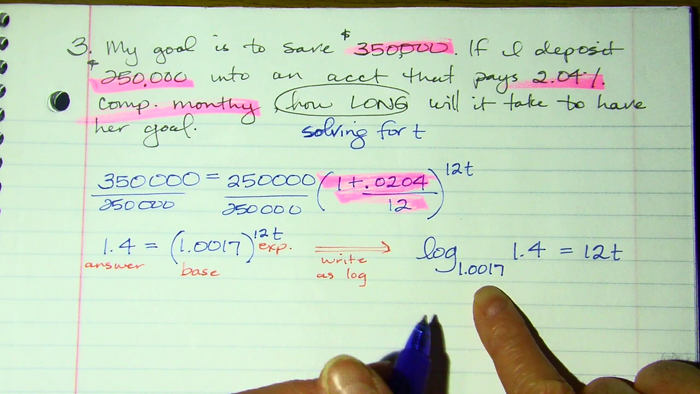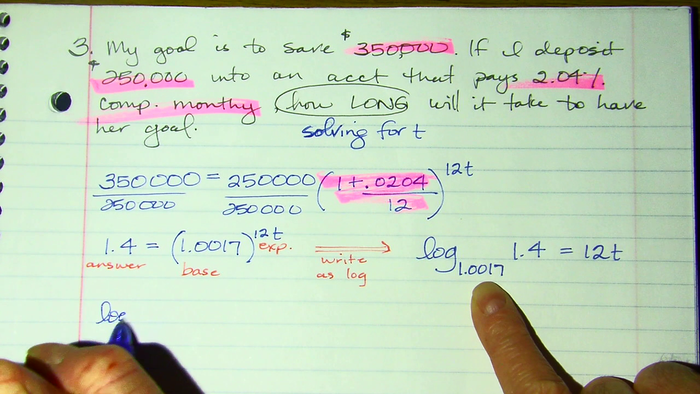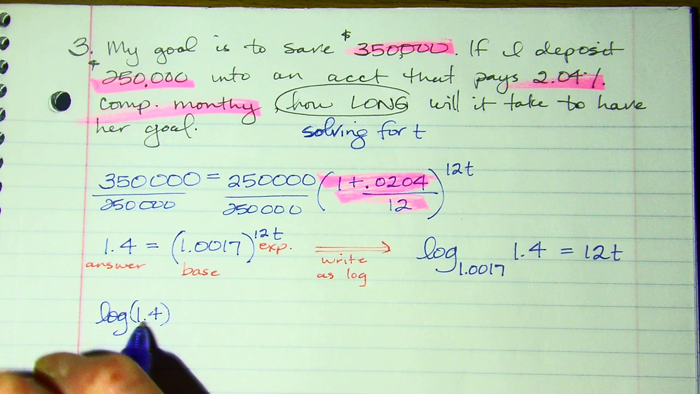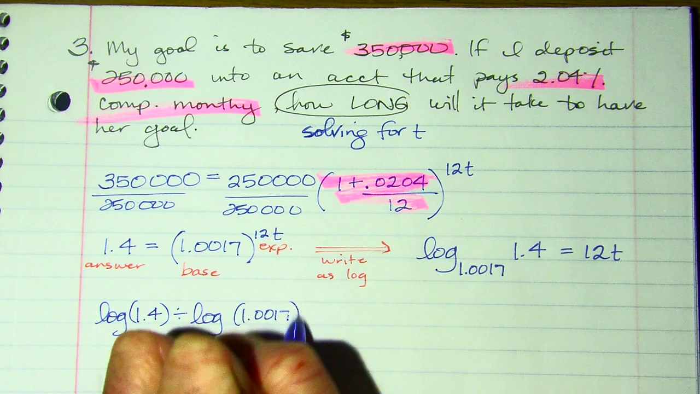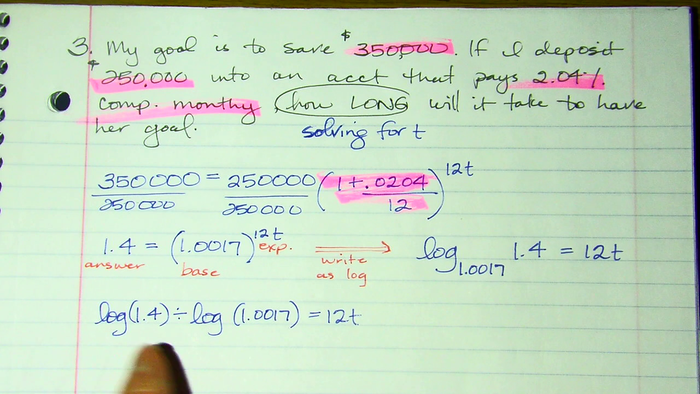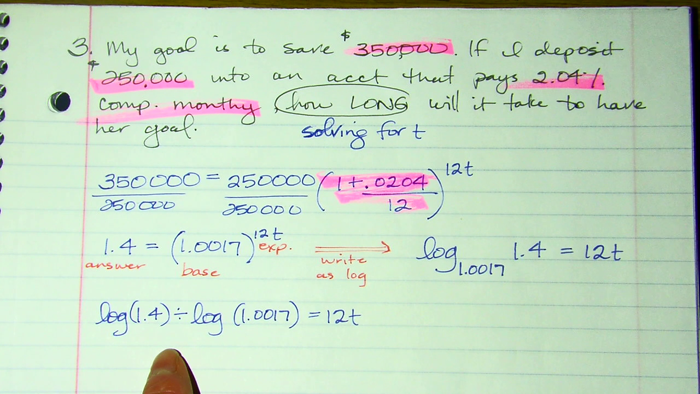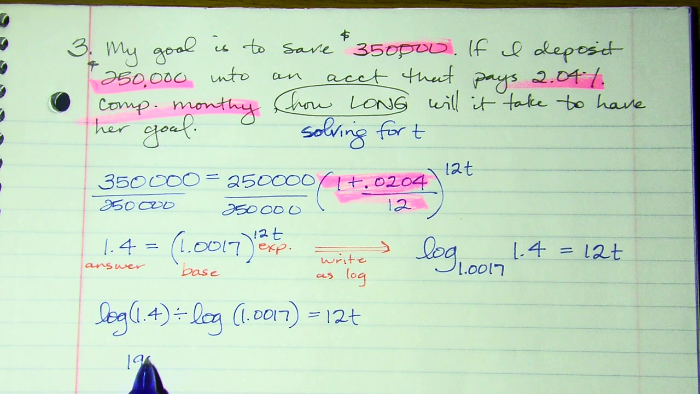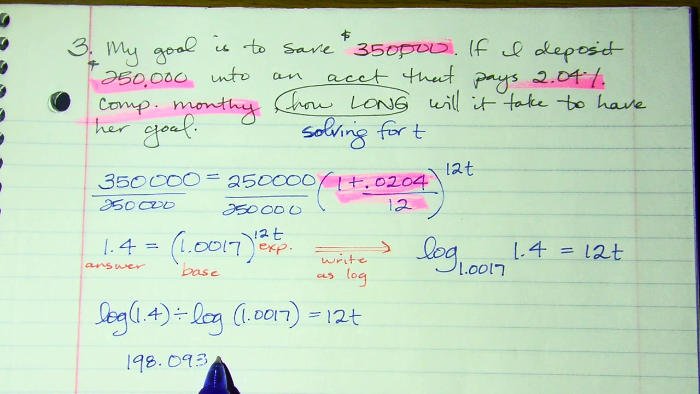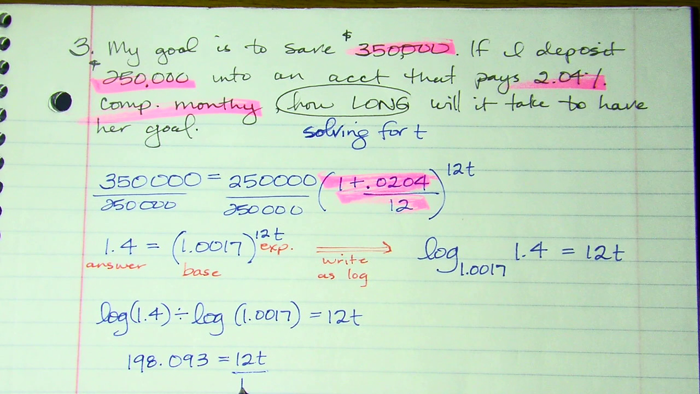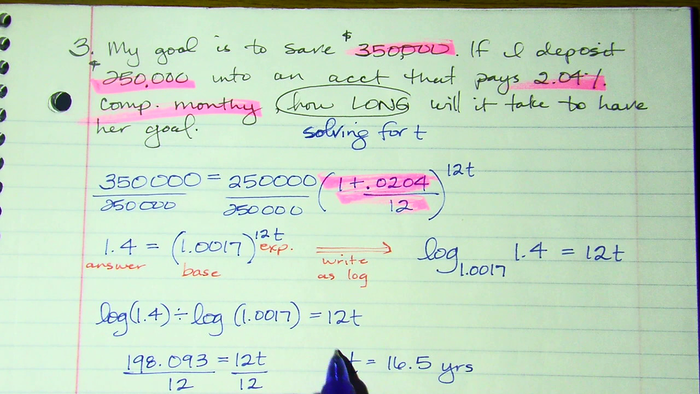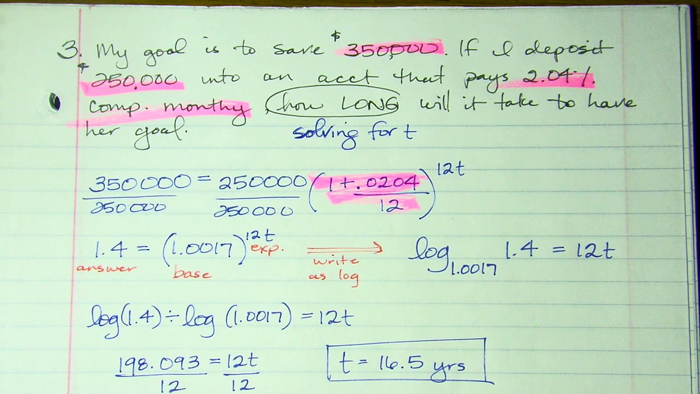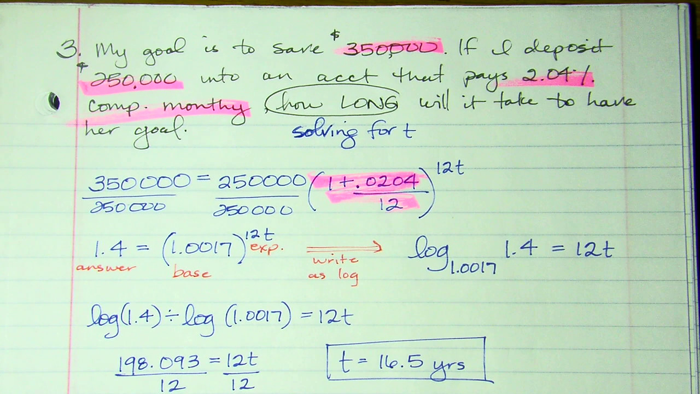If not, let's enter this in our calculator. So the log of 1.4 divided by the log of 1.0017 equals 12 times t. So enter the left part into your calculator, and I got 198.093 equals 12t. To get t by itself, I would divide by 12, and I got t equals 16.5, and t represents time, which in this case would be years.